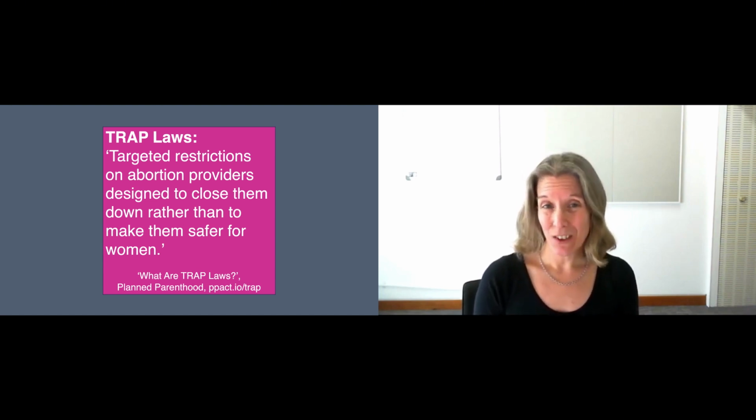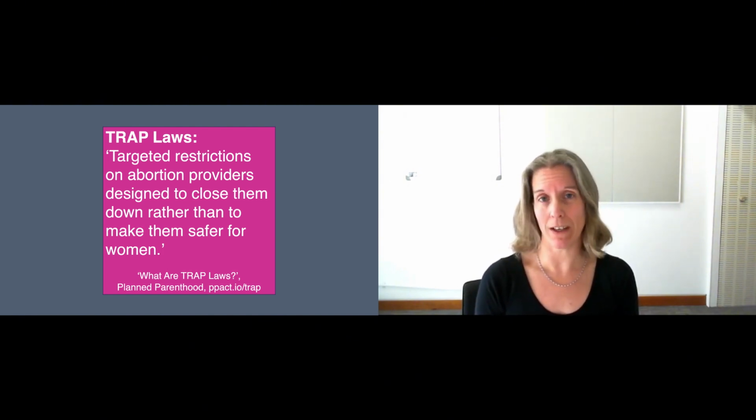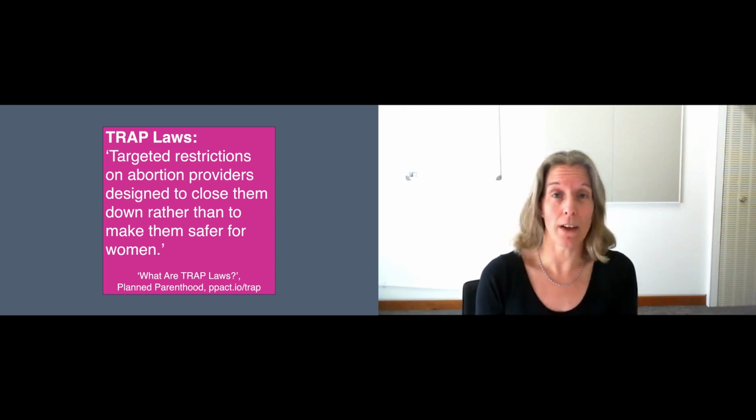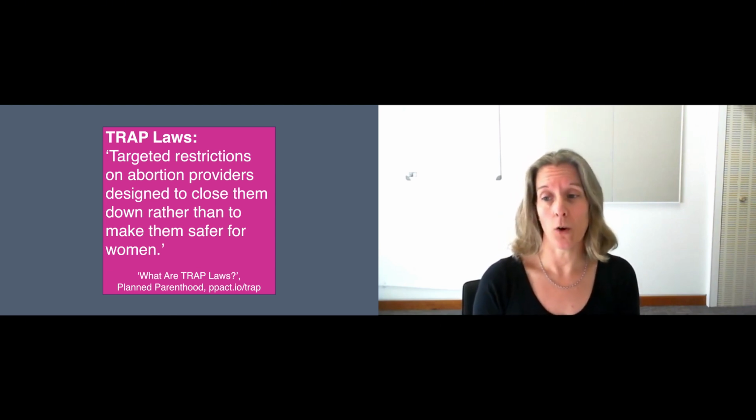So successful were these laws that even before summer 2022, Roe was not a right all pregnant people could access. In Texas, for example, women often had to drive more than 300 miles to access such provisions, making it all but impossible for the poor, the disabled, those unable to take time off work, or those without transportation.